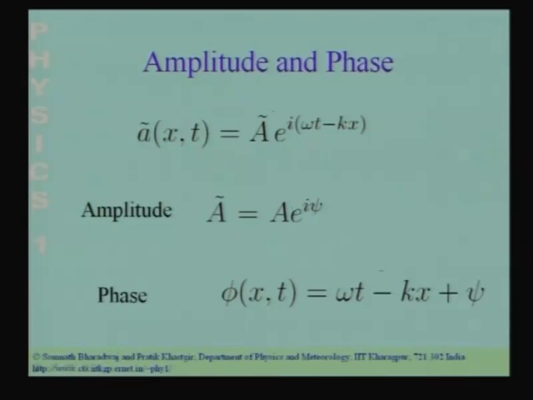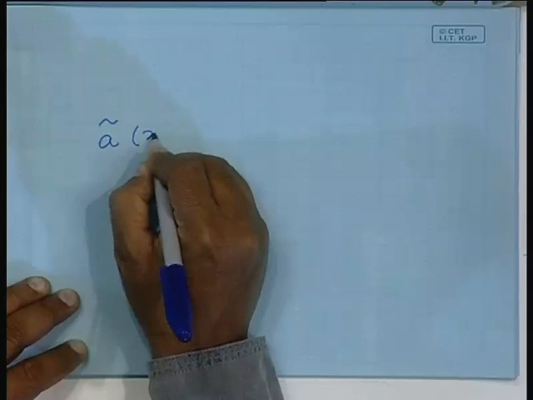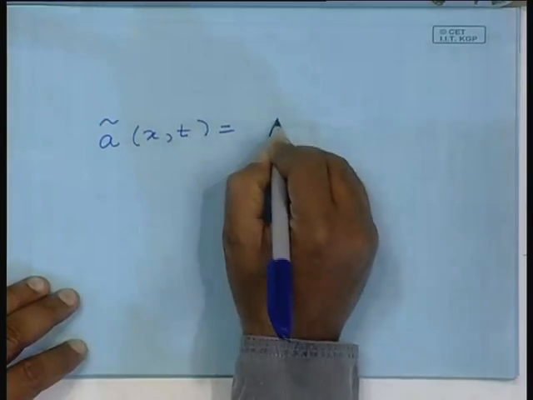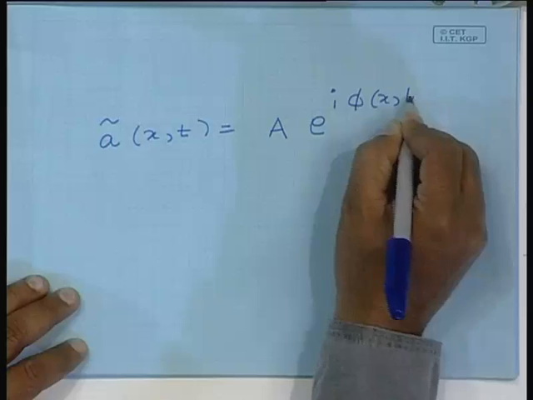So, it gives us the magnitude of the wave, and we define omega t minus kx plus this contribution from the complex amplitude, psi, as the phase of the wave. So, the phase of the wave is the quantity that appears in the exponent e to the power i times the phase. So, we can also express the wave as A tilde as a function of x, t equal to A e to the power i phi of x, t.